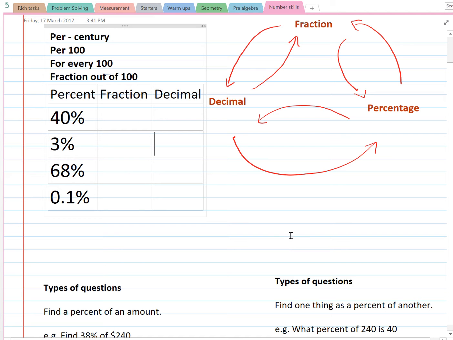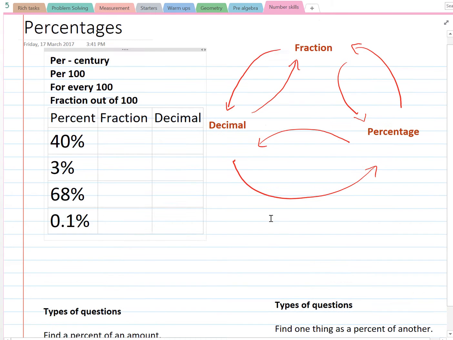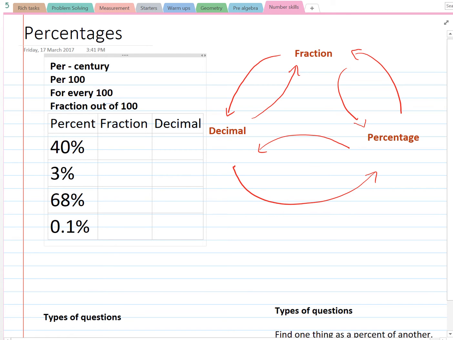Alright, this video is a bit of a revision on percentages. Anyway, so let's have a look at percentages. So percentages, some ways to think of it, is per century. And a century, of course, is 100 years, or 100 runs in cricket. So it's per 100, or for every 100, or a fraction out of 100.